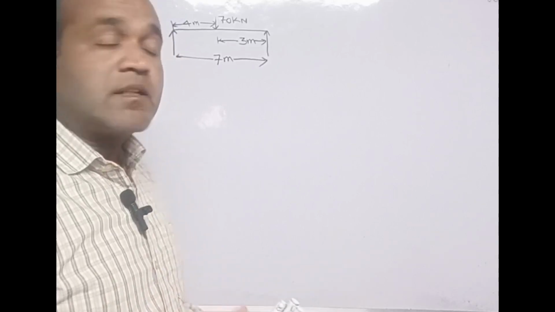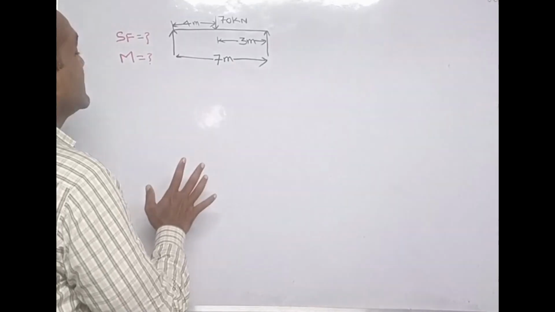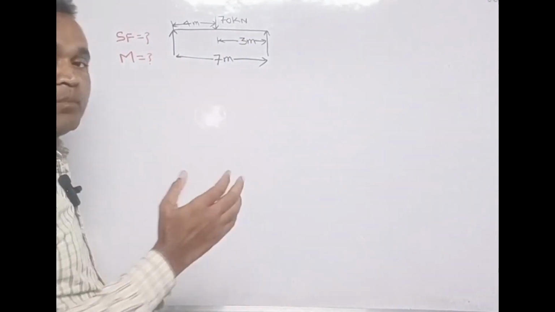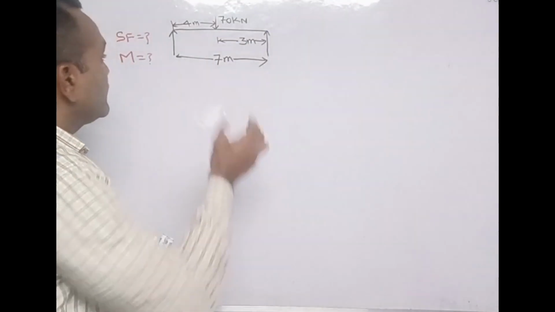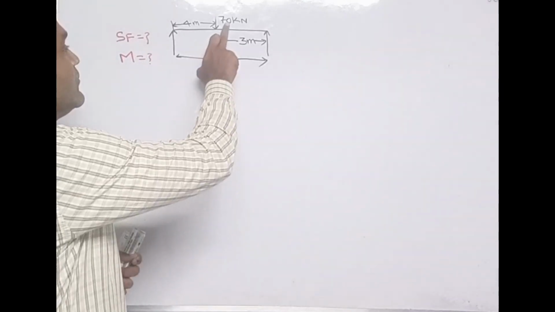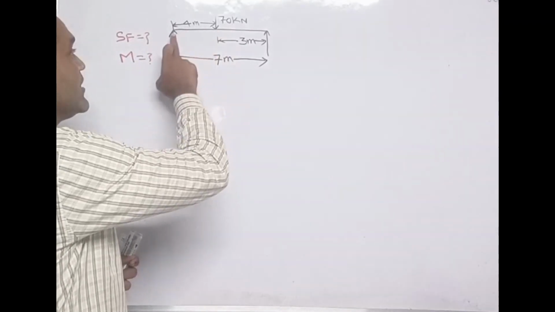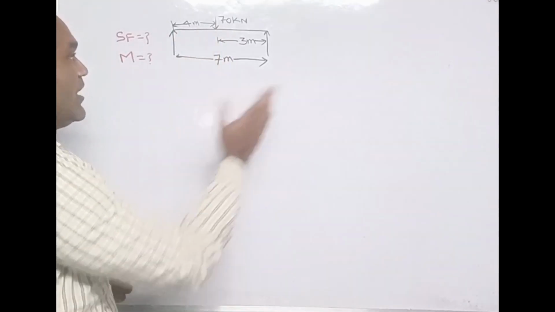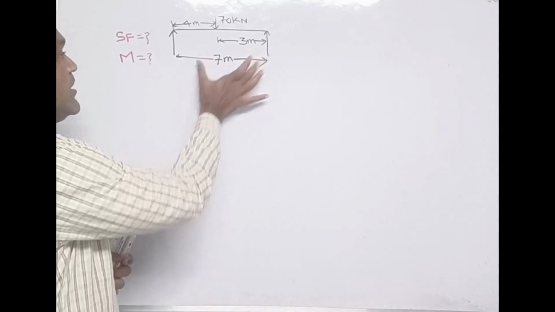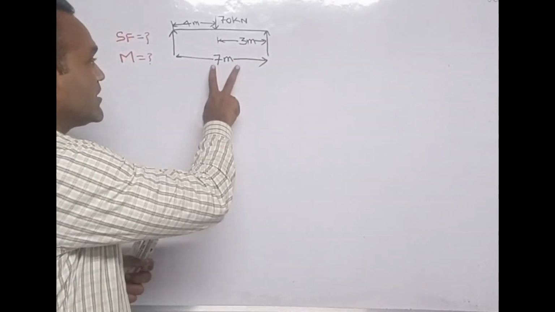Hello friends, let us move to our today's first question, which is we have to find shear force and moment or bending moment of a given simply supported beam. We have one point load here. One point load is given, 70 kilonewton, at a distance from the left hand side of 4 meter and right hand side 3 meter, and the span of this beam is 7 meter. Total beam length is 7 meter.